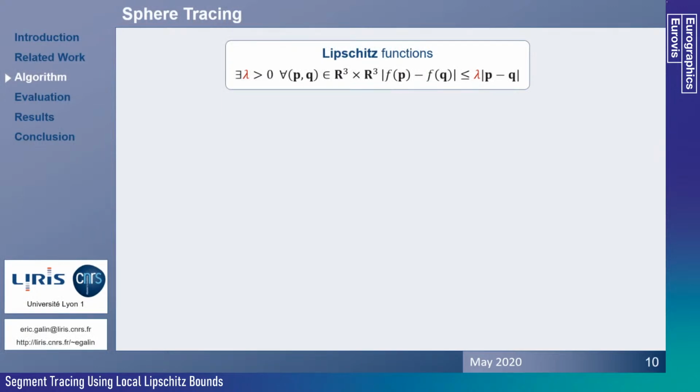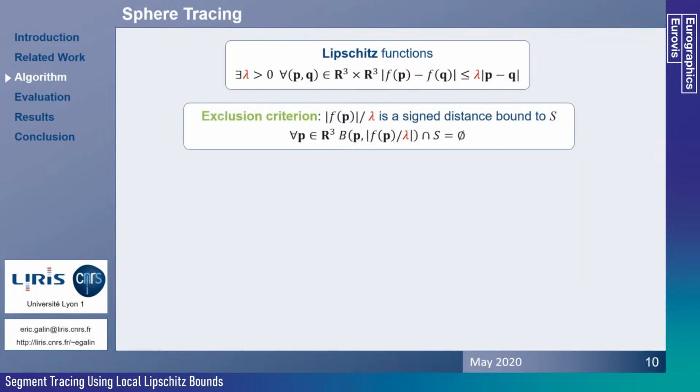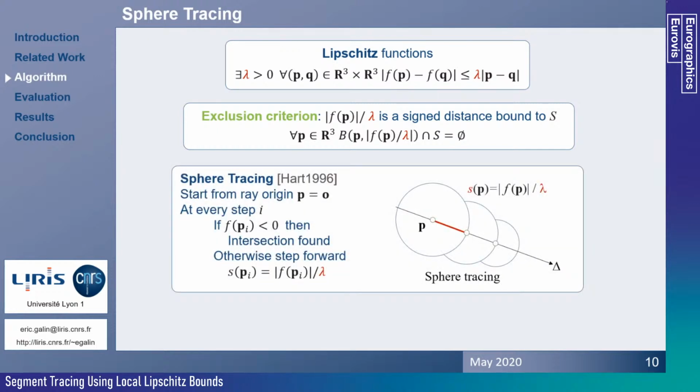Recall that the function f is Lipschitz if and only if there exists a constant lambda such that the absolute value of f of p minus f of q is lower than the distance between p and q times lambda. The interesting property is the exclusion criterion. The sphere centered at p and with radius f of p over lambda does not intersect the surface. Sphere tracing takes advantage of this property. At every step, it is safe to step forward by an adaptive increment f of p over lambda.